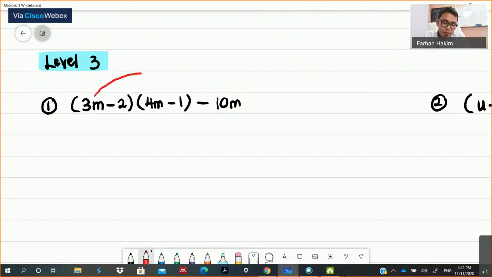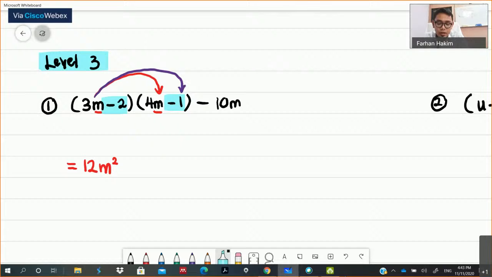So 3m multiplied by 4m. 3 multiplied by 4, you get 12. All right. So this will become 12. M multiplied by m will get m squared. Okay. Now, I'm going to multiply 3m with negative 1. So be careful, it is actually negative 1. That's how you read, right? Negative belongs to 1, all right? Not belongs to that 4m.